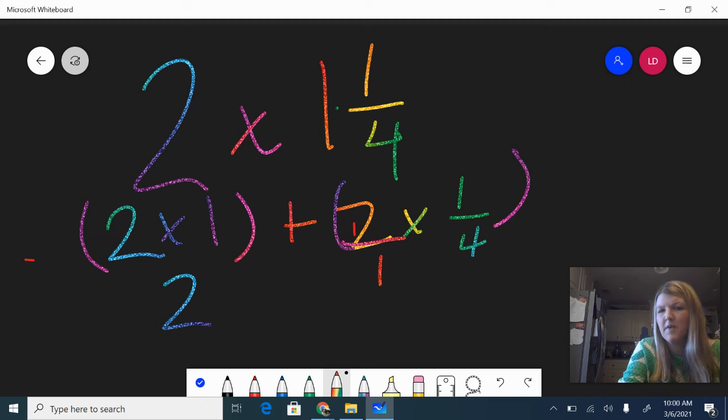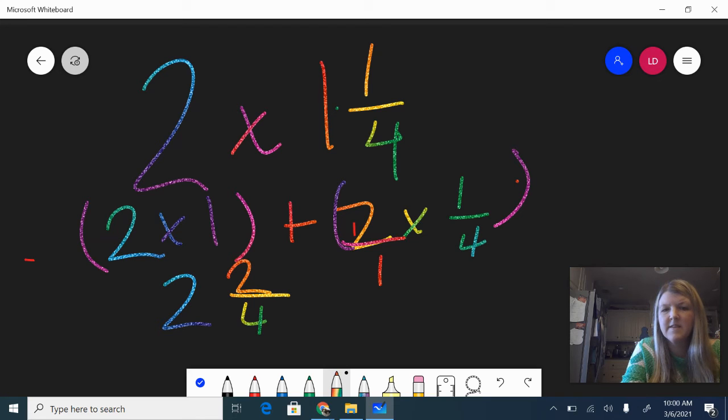So then I just multiply the numerators. 2 times 1 gives me 2. And then I multiply the denominators. 1 times 4 is going to give me 4. So my answer is going to be 2 and 2/4. A common mistake is just to say 2 times 1 and then put the 1/4 with it. But it's not 2 and 1/4. We end up getting 2 and 2/4.